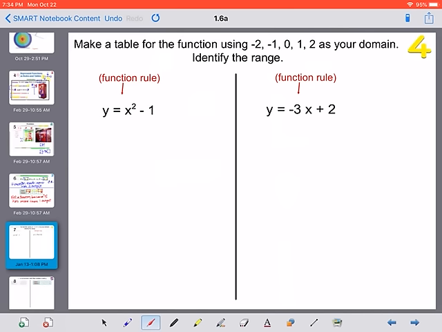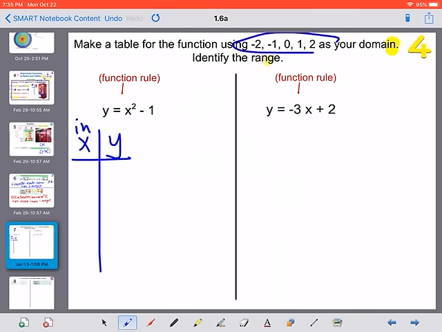Let's look at the next couple. It says make a table for the function using -2, -1, 0, 1, 2 as your domain. Remember, domain is what we are going to plug in to our function, and then identify the range. So I like to make an XY table or an input-output table. And they're telling us what we're going to put in for X are these numbers right here. Those are our domain, what we're plugging in. We're going to plug in a -2, a -1, a 0, a 1, and a 2.